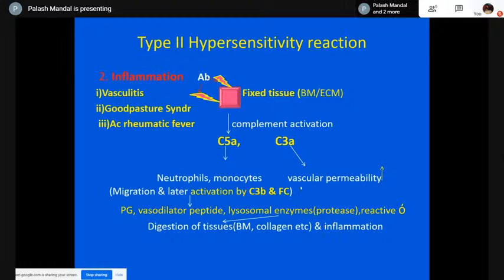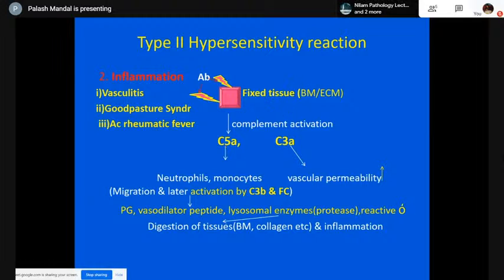How does it do that? Antibodies are produced against fixed antigens in the tissues. This is an altered immune response. The fixed tissues are the body's own tissues, that is the basement membrane and the extracellular matrix. If by faulty immune reaction antibodies are produced against them, there is activation of the complement system. There is a classical pathway and an alternative pathway. I'm not going into details of that. We will be discussing that later, when we discuss the production of immune reactions, not now.